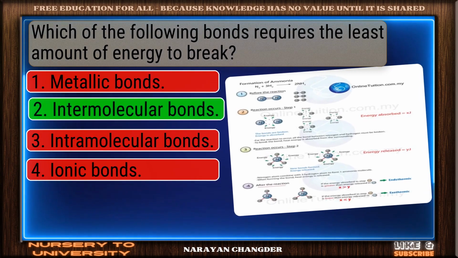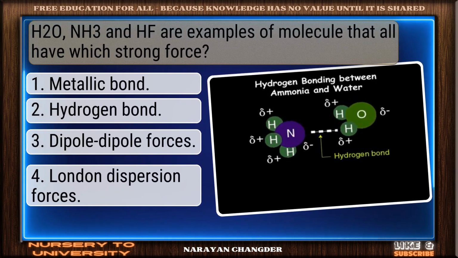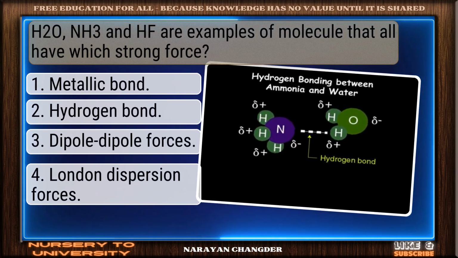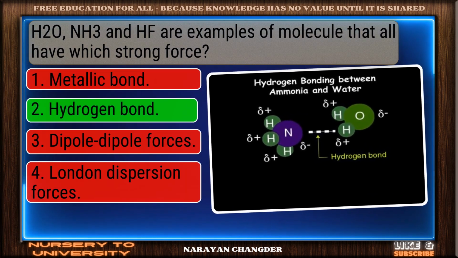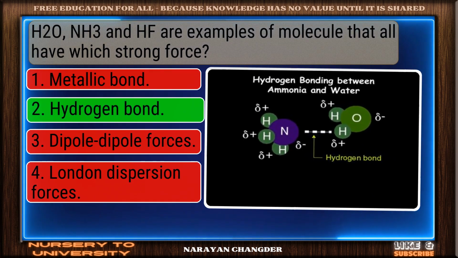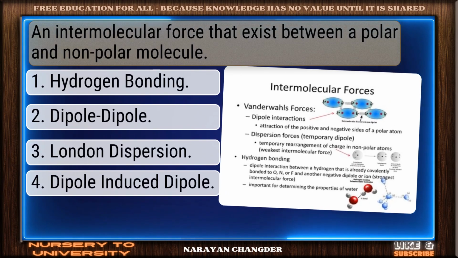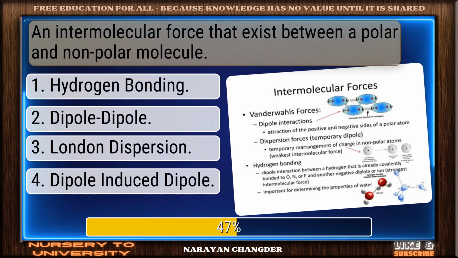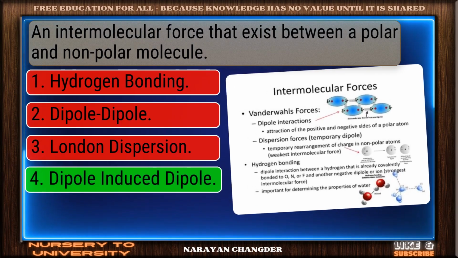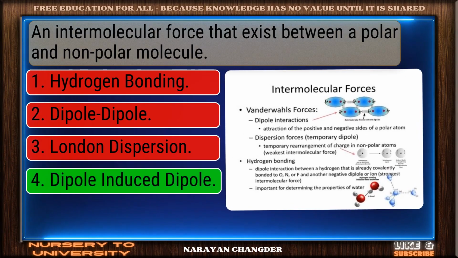You chose intermolecular bonds, and it is correct. H2O, NH3, and HF are examples of molecules that all have which strong force? Solid response. Hydrogen bond is a valid choice. An intermolecular force that exists between a polar and non-polar molecule. On track. Dipole, induced dipole is the correct answer.